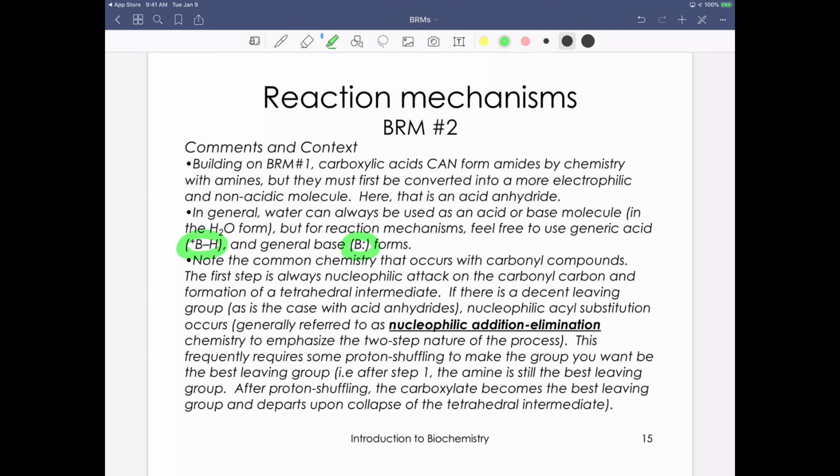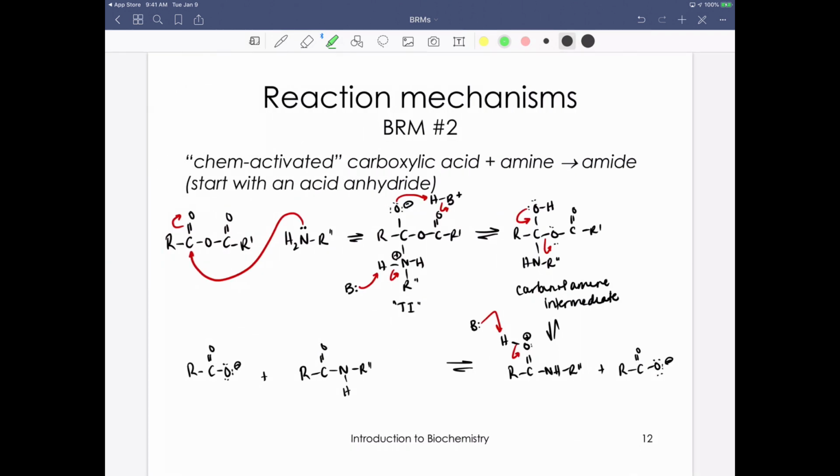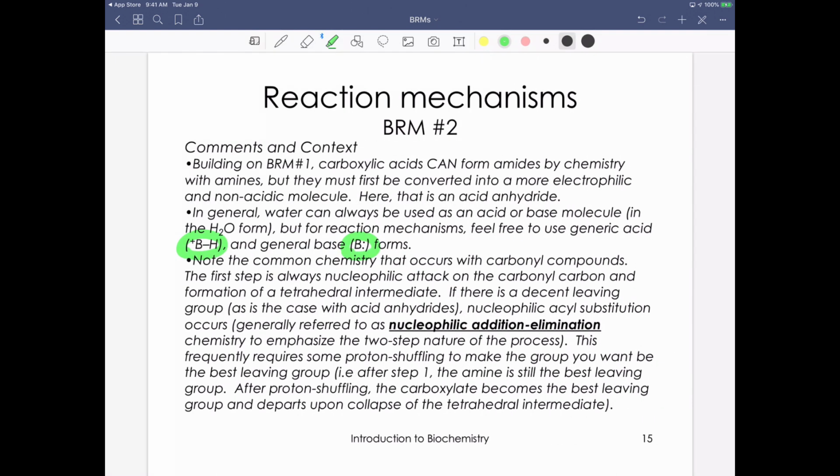The last little piece here is, again, noting the common chemistry that occurs with these carbonyl compounds. We're going to see a lot of carbonyl-containing functional groups to do chemistry with, and the first step is almost always nucleophilic attack on the carbonyl carbon, and we generate a tetrahedral intermediate. So that's what we see in our first step. Our amine is our nucleophile attacking our electrophilic carbonyl of our acid anhydride, and we generate this tetrahedral intermediate. If there's a decent leaving group, as is the case here when we have an acid anhydride, what we see is called nucleophilic acyl substitution.